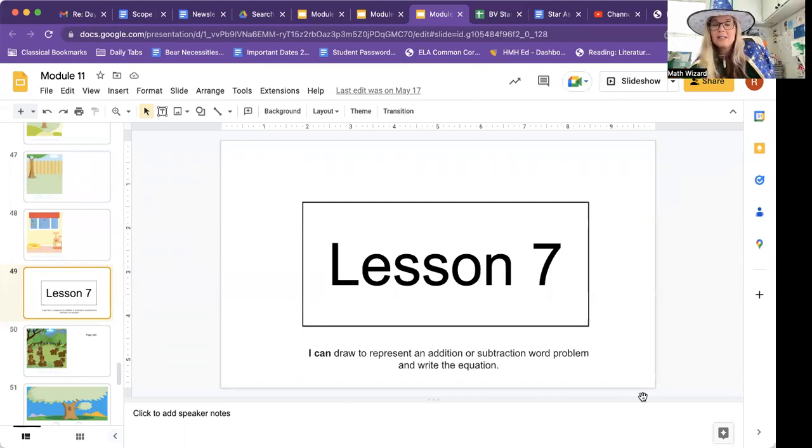Today, I can draw to represent an addition or subtraction word problem and write the equation. This is going to be tricky because you've done addition and you've done subtraction. This time you have to figure out which one it is. Are we adding to a group or are we taking away?